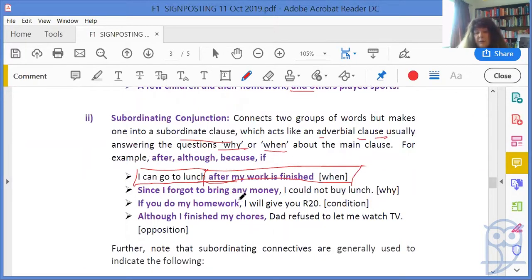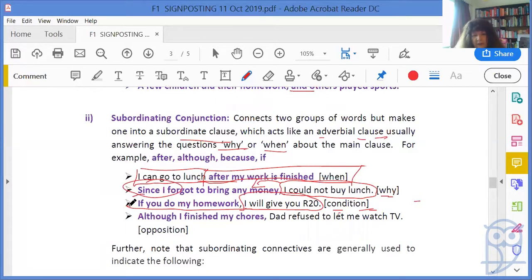Since I forgot to bring any money, I could not go to lunch. So there is your main clause, and there's your subordinate clause, which answers the question why. I could not buy lunch. Why? Well, I forgot to bring any money. Here's another one. It's the same. If you do my homework, I will give you 20 Rand. And that's like a conditional. Here's your main clause, I will give you 20 Rand. And there's your subordinate clause.